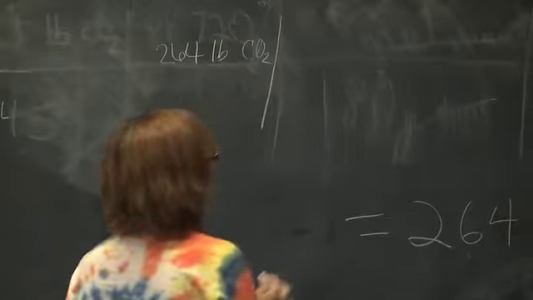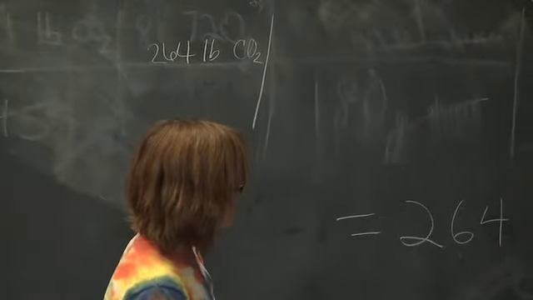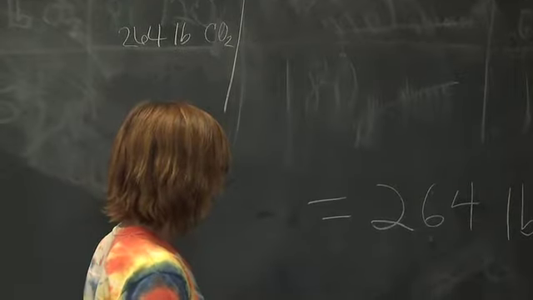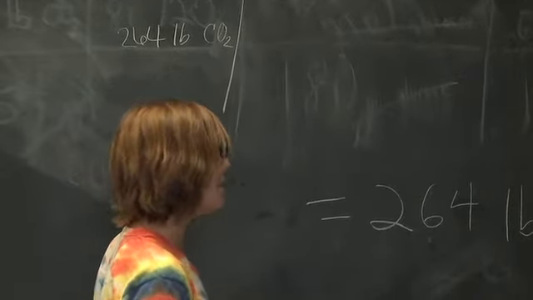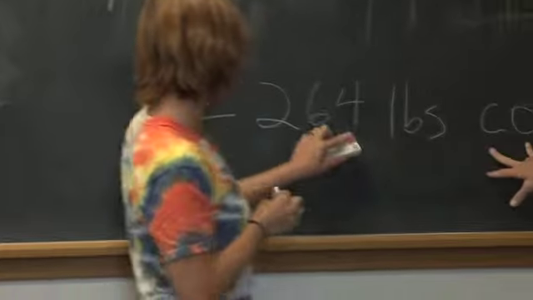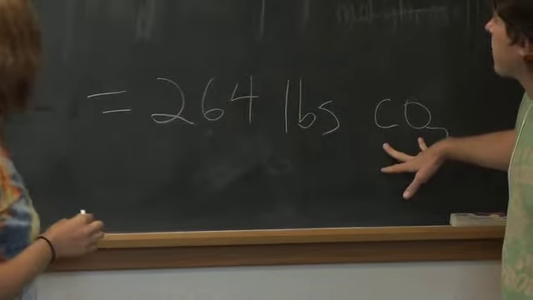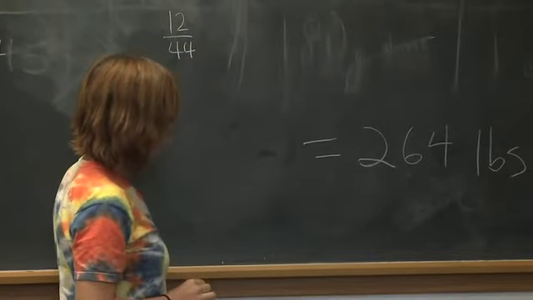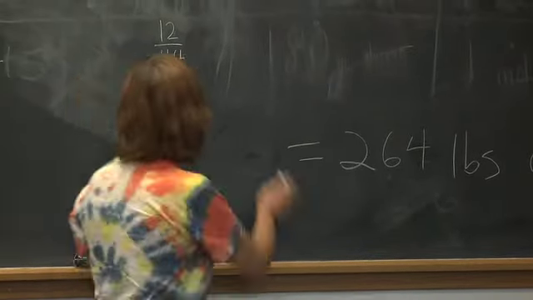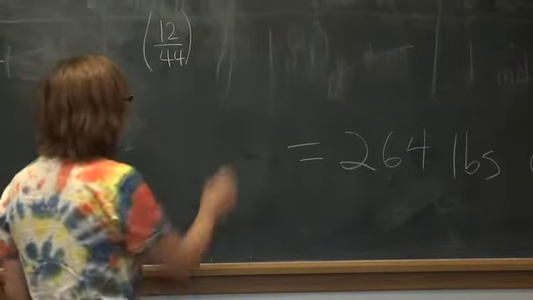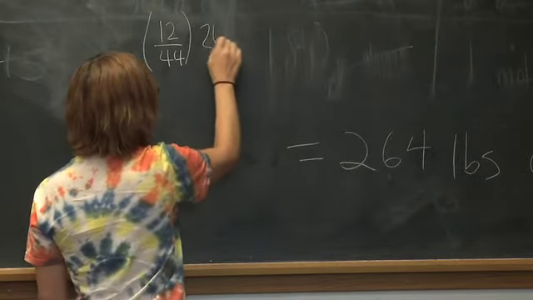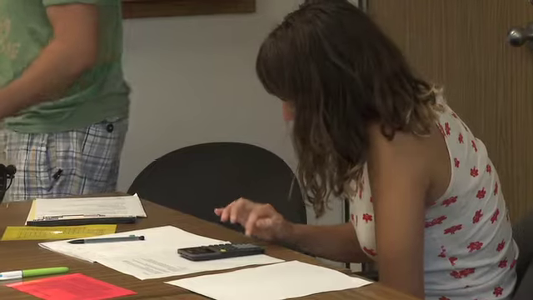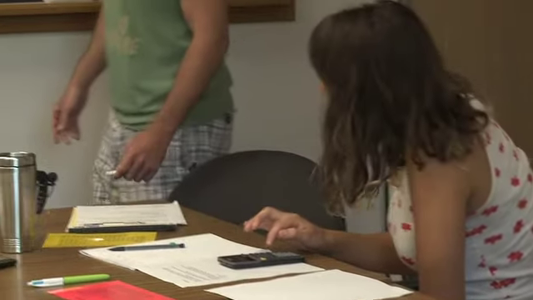Can we just do the proportion, like the ratio of weight that's due to carbon? Oh, so I see what you're saying. So what fraction of this amount of pounds is carbon? I could definitely see that. So that's 12 of 44. 12 parts carbon to 44 parts CO2. Yes. So that fraction of 264 gives us 72 pounds of carbon.